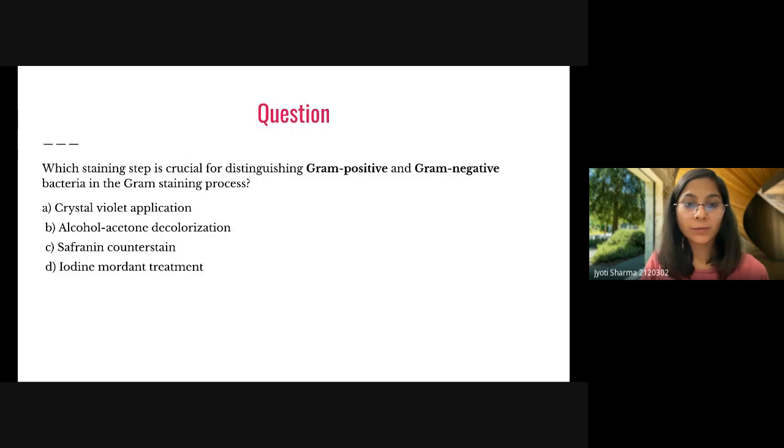Which staining step is crucial for distinguishing gram positive and gram negative bacteria? This will be B, that is alcohol acetone decolorization, because whenever we wash our cells after staining, the gram negative bacteria will be colorless, and the gram positive bacteria will have the purple color. So this is a very important step to make the difference between gram positive and gram negative.